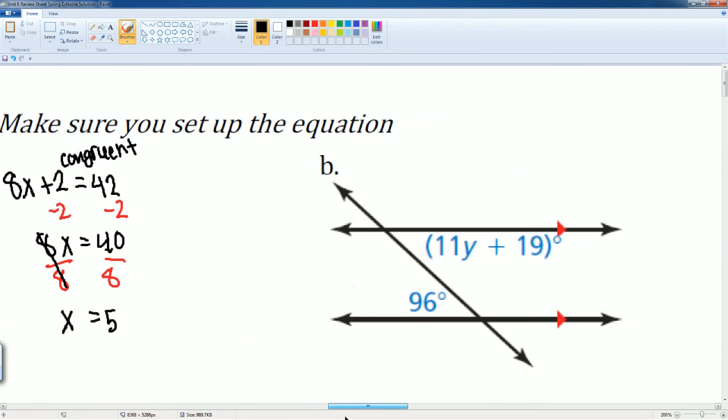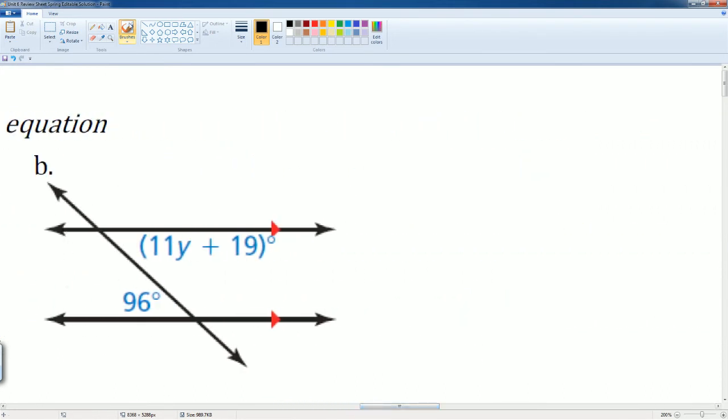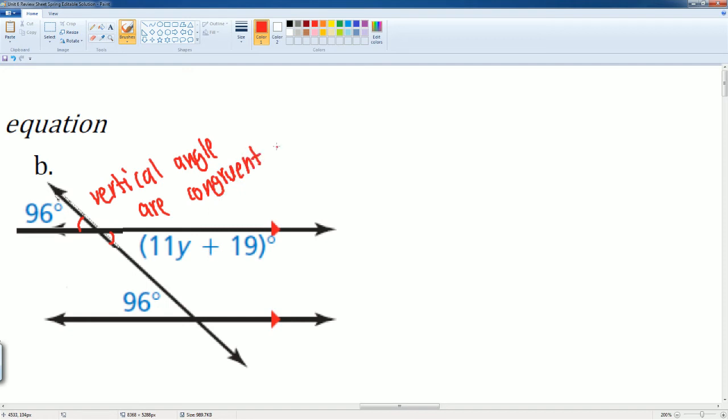Let's look at B. Let's see how these two angles are related. So I'm going to grab this and I'm going to slide the 96 up. Boom. It's up here. Wow. Notice that these two angles right here are vertical angles. And we know that vertical angles are congruent. That means they are the same.